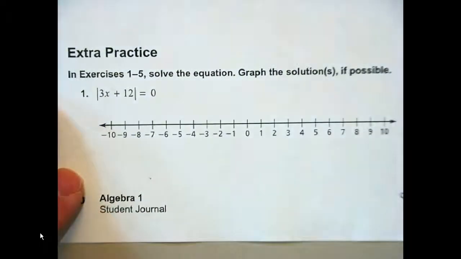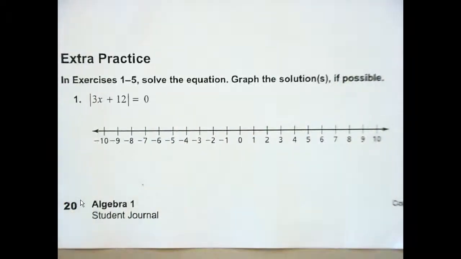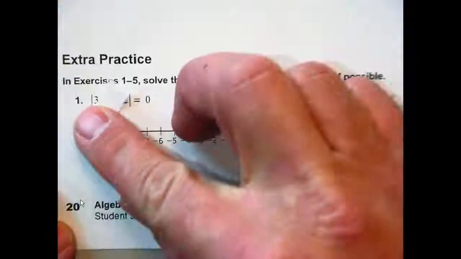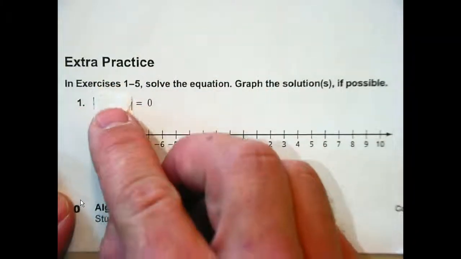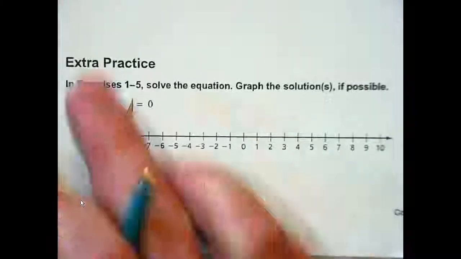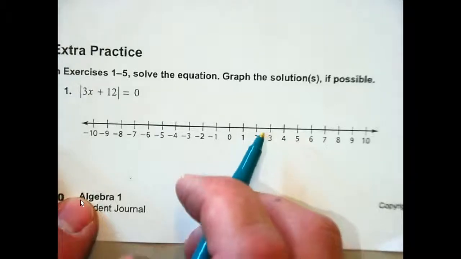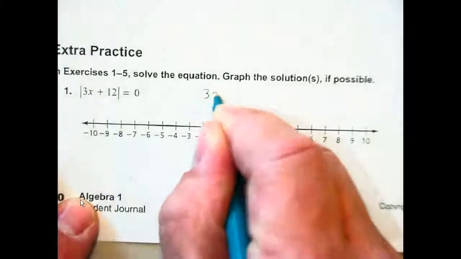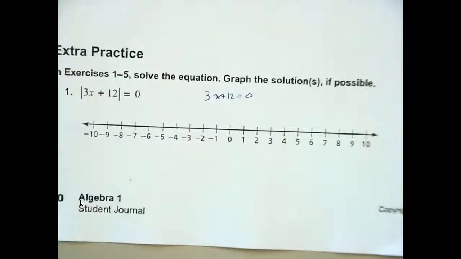You guys, on this first one, you go through the same process. This is 3x plus 12 equals 0. You're asking what two numbers are 0 units from 0. Well, there's only one number 0 units from 0, and it is 0. So if your absolute value equals 0, how many answers will you get? You'll only get one answer. So you just set it up, 3x plus 12 equals 0, and solve. And then plot that point. Keep asking questions.